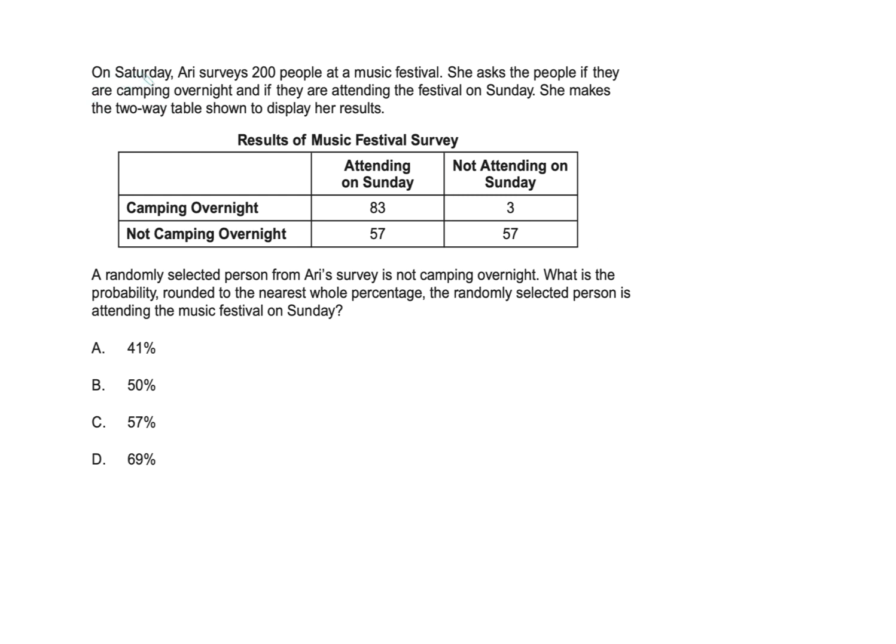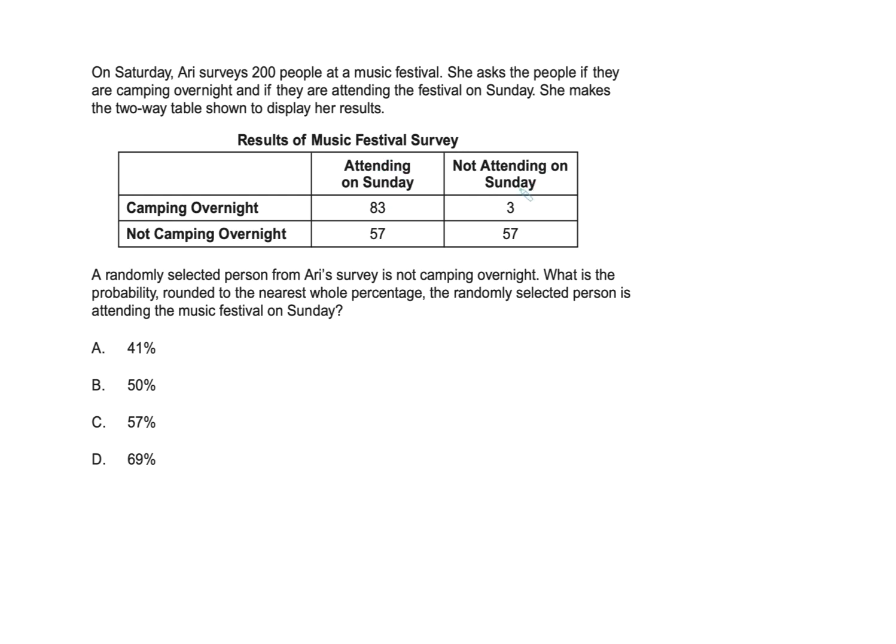So it says here, on Saturday, Ari surveys 200 people at a music festival. She asked the people if they are camping overnight and if they're attending the festival on Sunday. She makes the two-way table shown to display her results. So this is her results. The rows are camping overnight, not camping overnight, and the columns are attending on Sunday, not attending on Sunday.